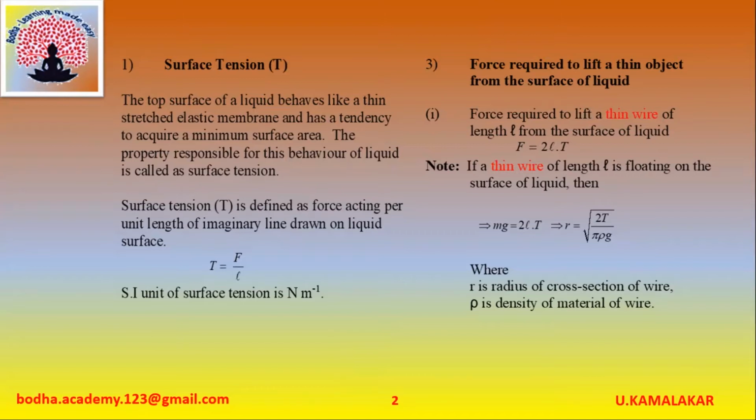Next topic, force required to lift a thin wire of length L from the surface of liquid is given as F is equal to 2L into T, where T is surface tension of liquid. Note, if a thin wire of length L is floating on the surface of liquid, then radius of cross section of that thin wire is given as R is equal to under root 2T by pi rho g, where rho is density of material of the wire, T is surface tension of the liquid.